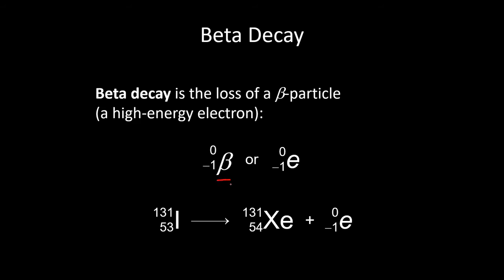This can be written either as a beta symbol or an e. Either one is fine. But the numbers that go along with the symbol are always 0 and -1. So we're not changing the mass number because we didn't lose protons and neutrons. We didn't lose the total number of protons and neutrons. We did turn a neutron into a proton, but since the mass number is the protons and neutrons added together, we didn't actually lose any mass in that sense. Technically speaking, we did lose a tiny bit of mass because the electron does have a tiny bit of mass, but in terms of the mass number, we did not lose any.